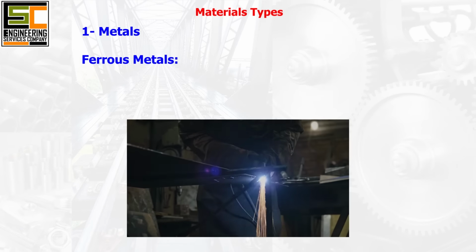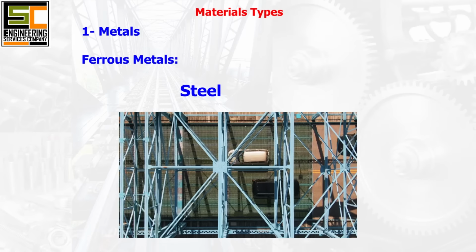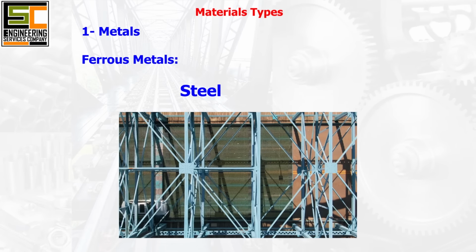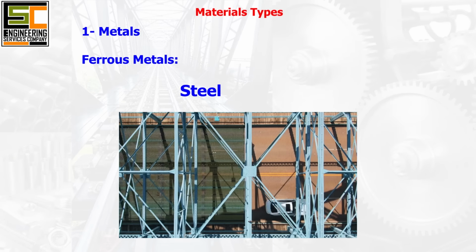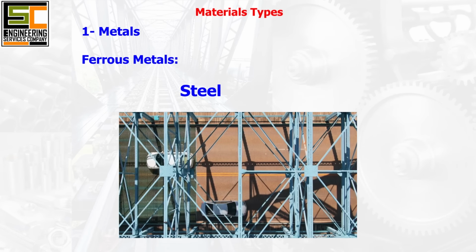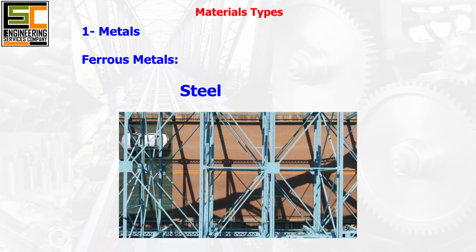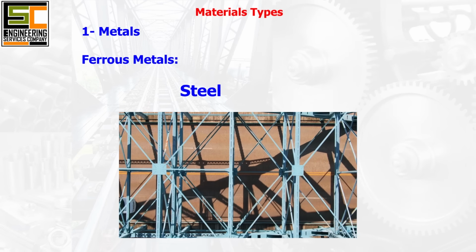Here are some common types of ferrous metals. Steel. Steel is an iron-carbon alloy containing up to 2.1% carbon by weight, along with small amounts of other elements such as manganese, silicon, sulfur, and phosphorus. It is the most widely used ferrous metal due to its excellent strength, durability, and versatility.